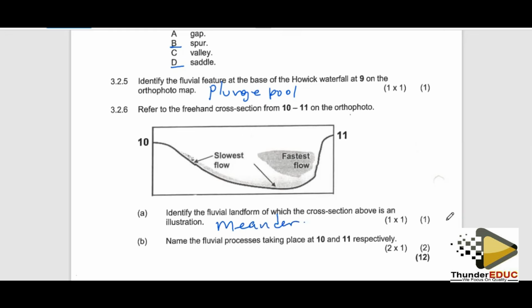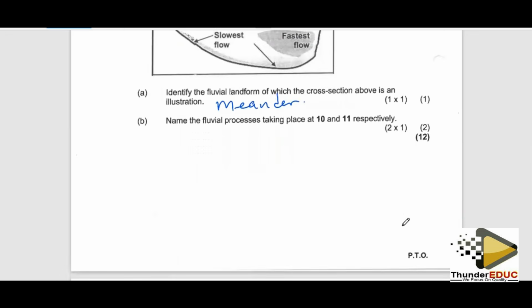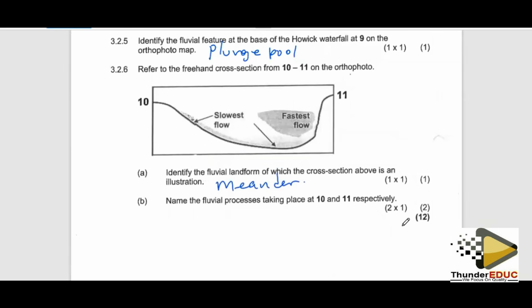Name the fluvial process taking place at 10 and 11. So at 10, it will be deposition, because that is the slip-off. Then at 11, it will be erosion, because that is an undercut.